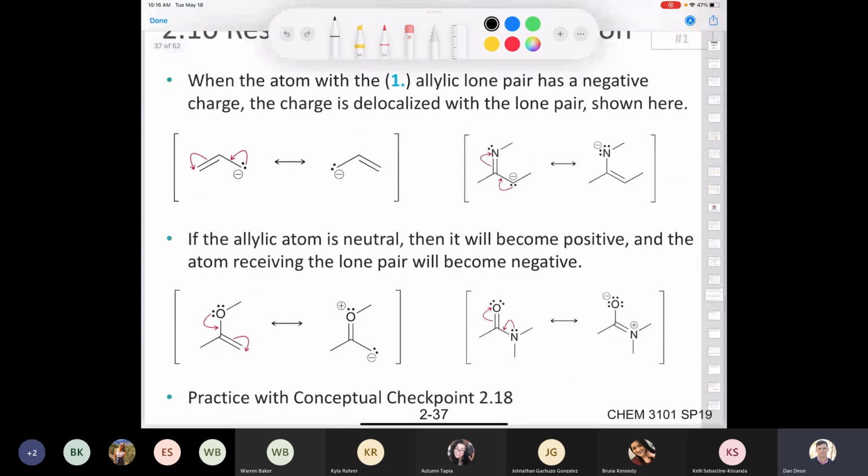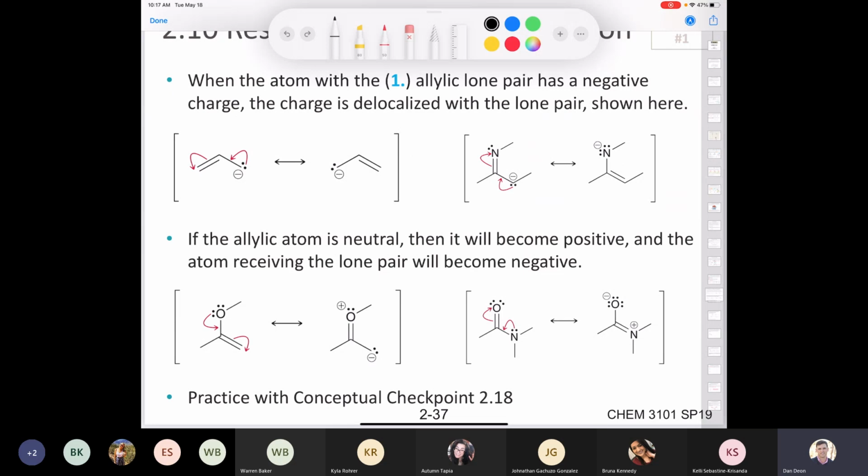When the atom with the allylic lone pair has a negative charge, the charge gets delocalized, so we saw that. If the allylic atom is neutral, it's going to become positive, and the atom receiving the lone pair will become negative. Now, these are just rules. I think it's just easier to tally up the formal charges yourself, or become accustomed to them and be able to recognize them fairly quickly.